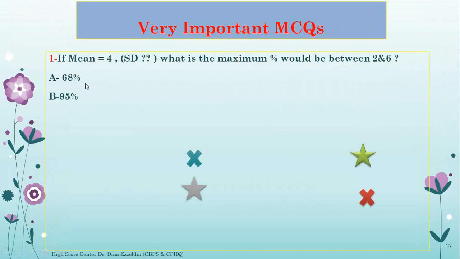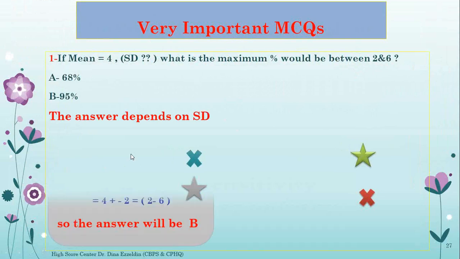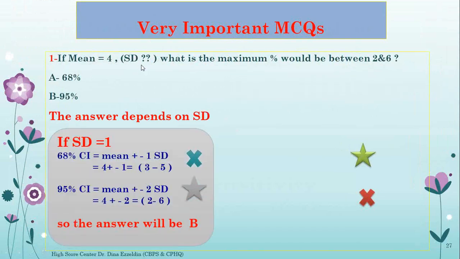And he asked 68% or 95%. So we will solve this case as two cases. If the standard deviation was 1 in the exam, the 68% confidence interval will be equal to the mean plus or minus 1 standard deviation. So 4 plus or minus 1. Standard deviation equals 1, so 1 multiplied by 1 equals 1. So the 68% confidence interval will be from 3 to 5. So it's wrong. It wants to be between 2 and 6.